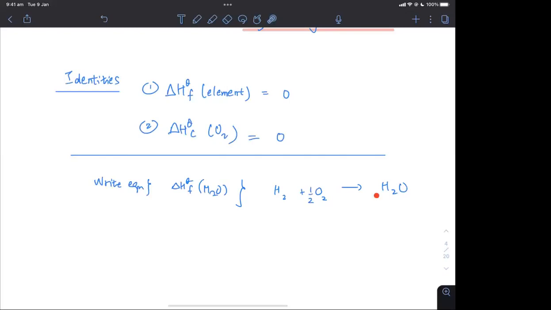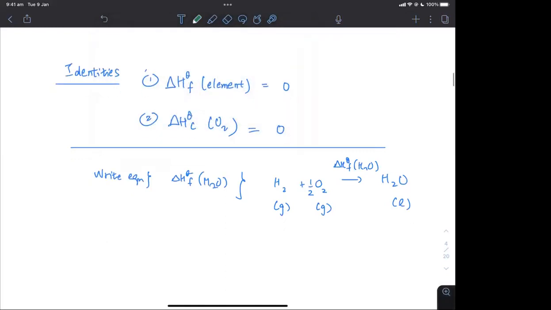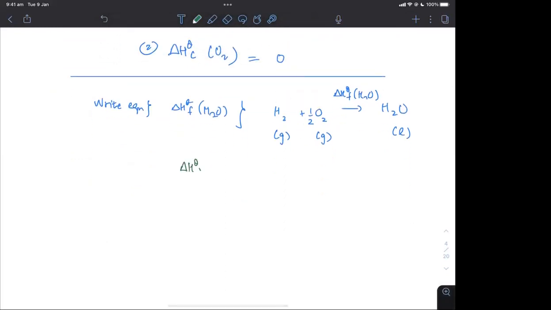This is the idea of enthalpy change of formation. You form 1 mole of the substance, and you have to keep your eye out for that. Everything in their standard state. So this is the formation of H2O. I am now going to write another equation, which is going to be the combustion of hydrogen gas. So this is now combusting 1 mole of the substance.